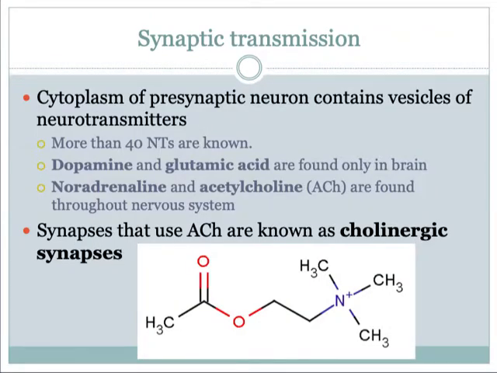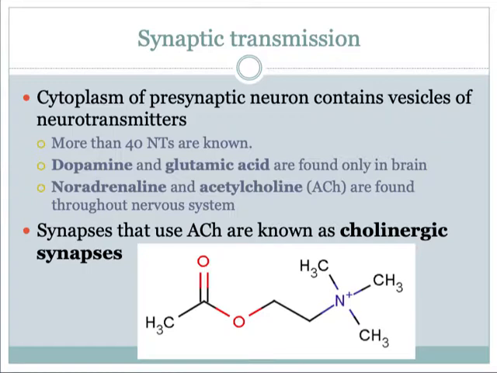So the cytoplasm of the presynaptic neuron contains vesicles of transmitter substance, and we just saw that. There are more than 40 different transmitter substances known, and many of them are found throughout the nervous system, whereas some, like dopamine and glutamic acid, occur only in the brain. So we were going to concentrate on the synapses that use acetylcholine as the transmitter substance, and these are known as cholinergic synapses.